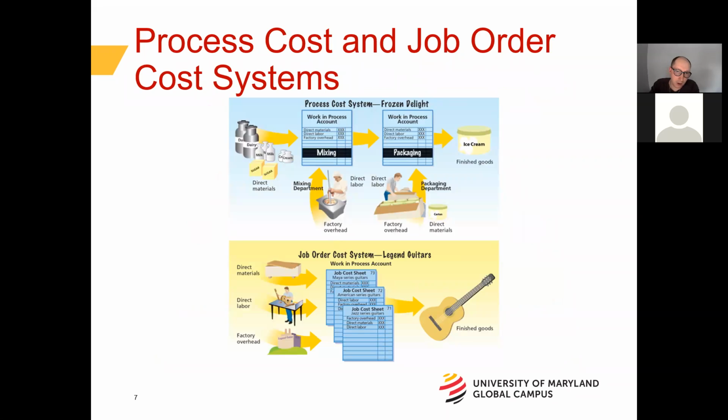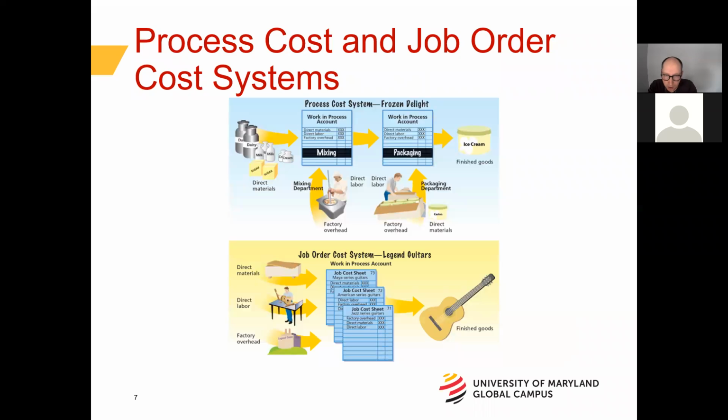So let's take a look at our examples. Earlier, in our last session, we discussed the concept of the job order cost system from the example of Legend Guitars. They manufacture and sell guitars. The job order cost system utilizes, as you know, job cost sheets, where, based off of the customer job, we add up the direct materials, direct labor, and factory overhead that's used for each job to create the finished good. That part we got. We understand that.